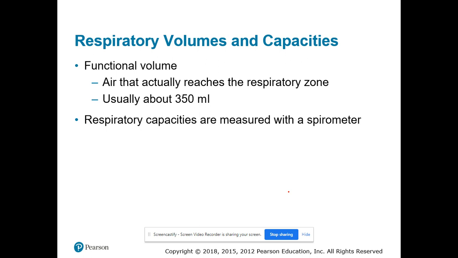And then you have what's called functional volume. This is the air that actually reaches your respiratory zone and stays there. Again, your respiratory zone includes things like your terminal bronchioles, your alveolar ducts, even your alveoli in your lungs. This volume is usually about 350 milliliters. Now, these respiratory volumes and capacities can be measured using something called a spirometer.